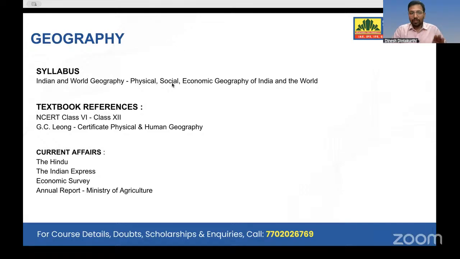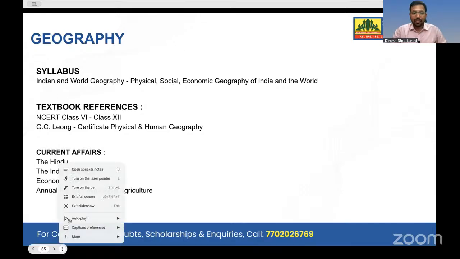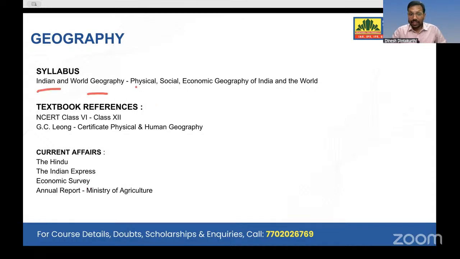In the geography portion, we have Indian and world geography: physical, social, and economic geography of India and the world. As per the syllabus the weightage should be equal, but we get more questions from the Indian point of view. As we are Indians, UPSC tends to give more questions from Indian geography, about 60-40, 60% from India and 40% from the world. As for textbooks and references, NCERT is the best source rather than any private or public publications. NCERT from 6th to 12th, particularly 9th to 12th; 6th to 9th will be repetitive, like an add-on.